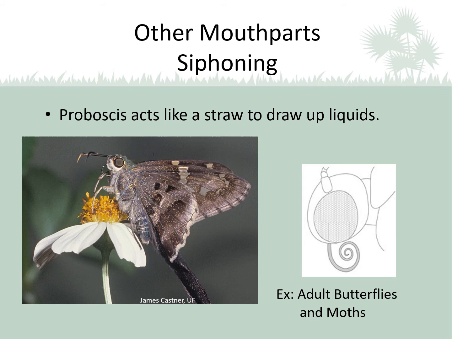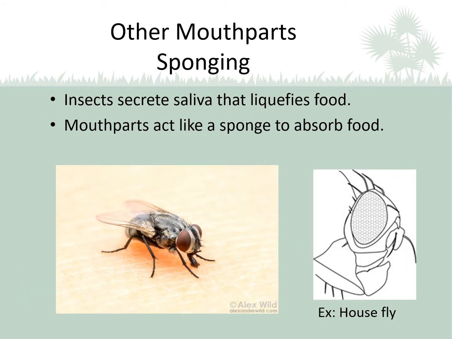Okay, other mouth parts we have in insects would be siphoning. A proboscis acts like a straw to draw up fluids. We would see that also in moths, butterflies, and our buddies the mosquitoes do the same thing. A proboscis.